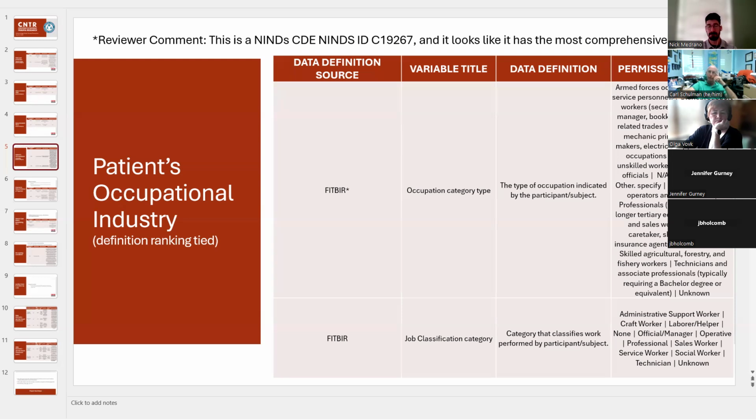So, Dr. Hogan, what are you saying? You're saying you don't like any of the definitions, or you prefer the bottom or top? Which? I've not gone through FITBR, which is the data source, data definition source.